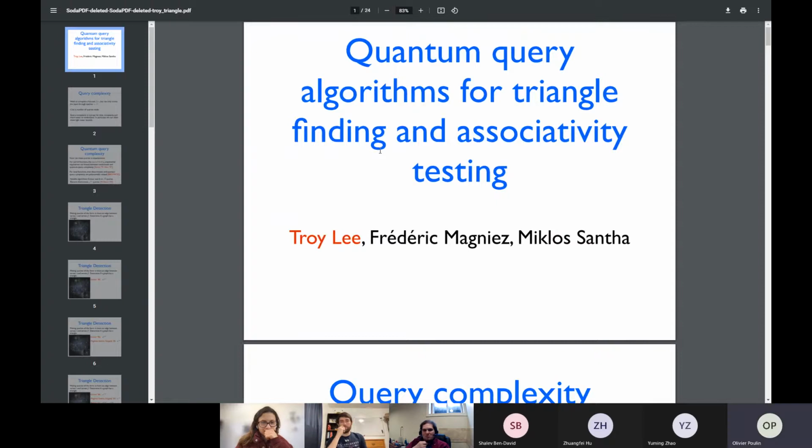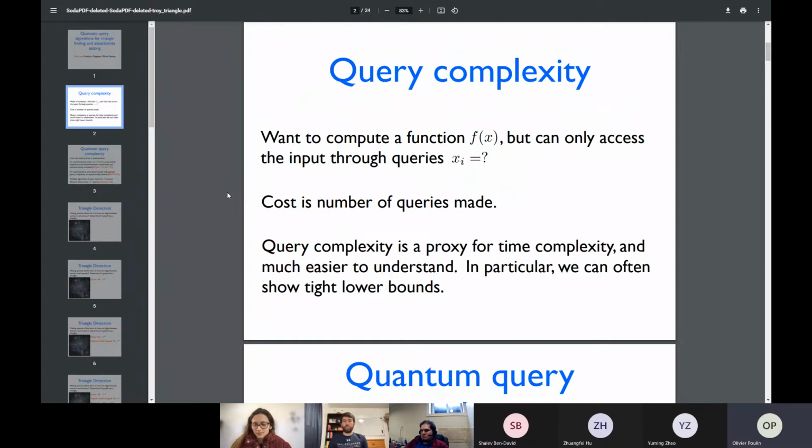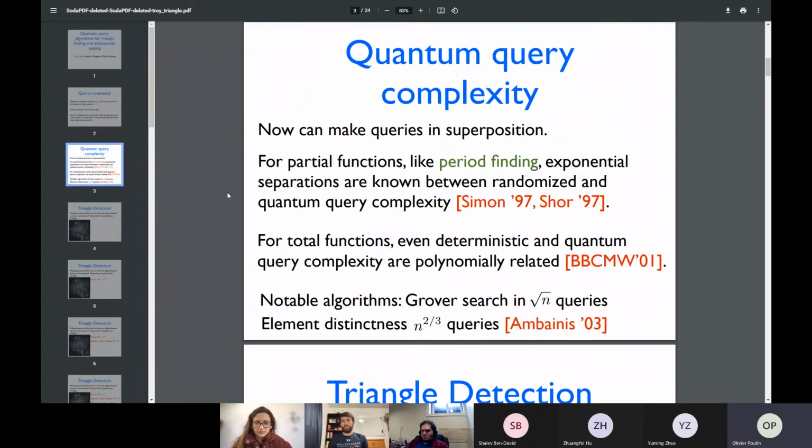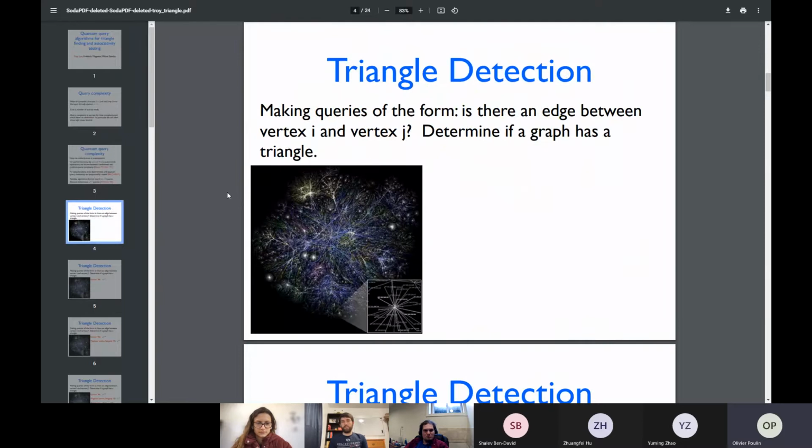Okay, hey everyone. Today, I'll be walking everyone through this paper called Improved Quantum Query Algorithms for Triangle Finding and Associativity Testing by Lee et al. So let's get started. Everyone knows what query complexity is, of course, quantum query complexity. So triangle finding is just what it sounds like. It's finding triangles in a graph.